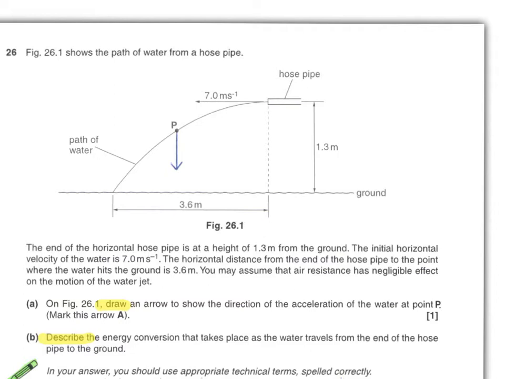Also, following on from that idea of reading all the information you're given, is the fact that you're told here that you can assume that air resistance is negligible. Well, if air resistance is negligible at this point P, what's the only force acting? The only force acting is the weight. The weight is straight down, therefore the acceleration must be straight down. Hence my answer on the diagram for question part 26 part A, an arrow straight down.